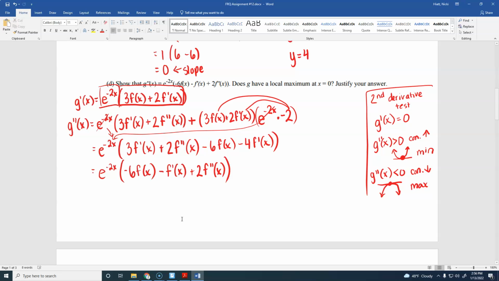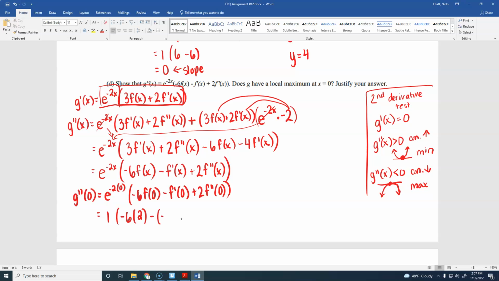So we're going to find g double prime of 0 now. So e to the negative 2 times 0, negative 6 f of 0 minus f prime of 0 plus 2 f double prime of 0. So this is 1 times negative 6 times 2 minus negative 3 plus 2 times 0. And so we get negative 12 plus 3 here, so we get negative 9.